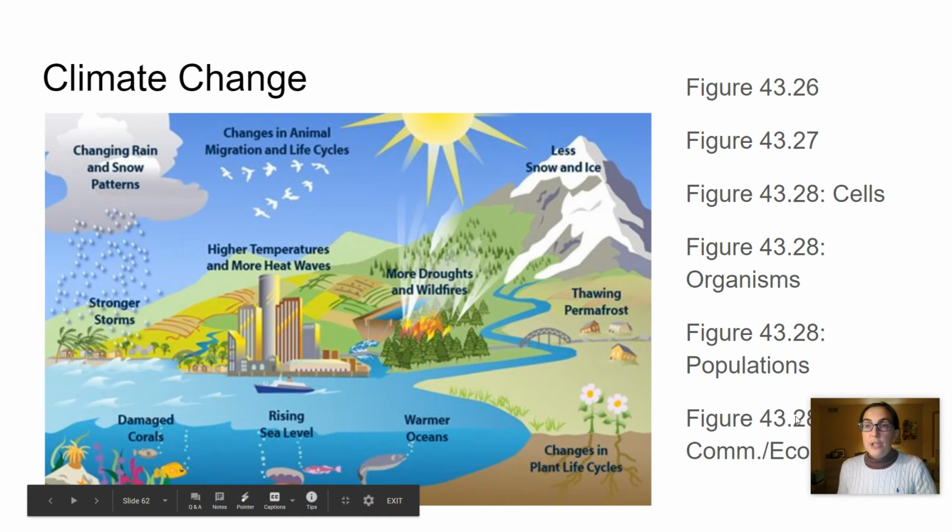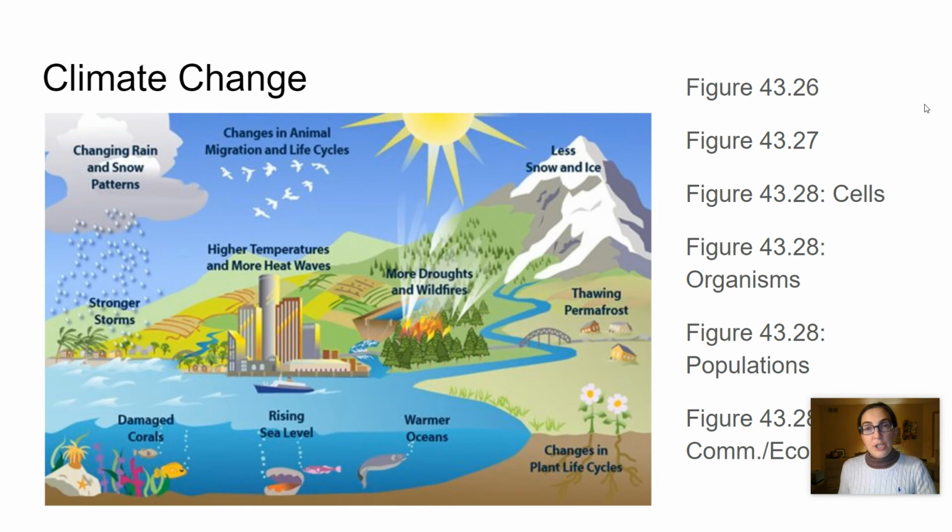There are a few pages in your book, several diagrams and charts that summarize what climate change is and some of the major effects. And you can see this graphic that you have on the screen also mentions many of the effects that are already being observed and measured as a result of climate change. So take a minute, please, and grab your textbook and just look at the figures in chapter 43 to make sure that you understand basically what causes climate change, and also some of the effects that are being observed at different levels of biological organization.